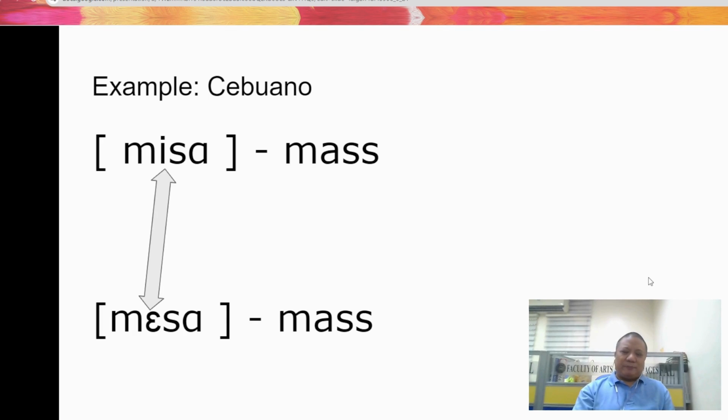Here's an example from Cebuano. Note that the change from E to E in Cebuano did not produce a change in meaning. Misa means mass. Mesa also means mass. So the change from E to E did not produce a change in meaning. And in fact, you cannot find two similar words in Cebuano where the E and the E will produce a change in meaning. So in order to show that two phones are actually two separate phonemes in a language, you need to find two similar words where they will produce a change in meaning. In the case of Cebuano, you cannot find one. Okay? In fact, in Cebuano, they have to say la mesa. So mesa is not enough because mesa still means mass in Cebuano.